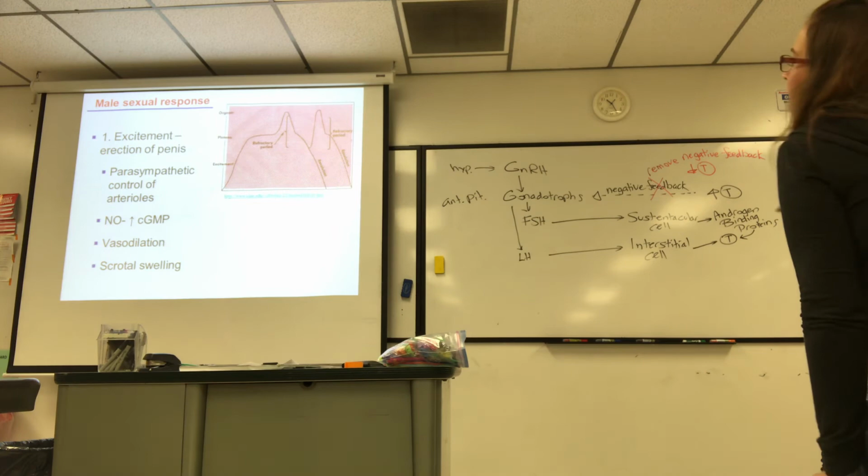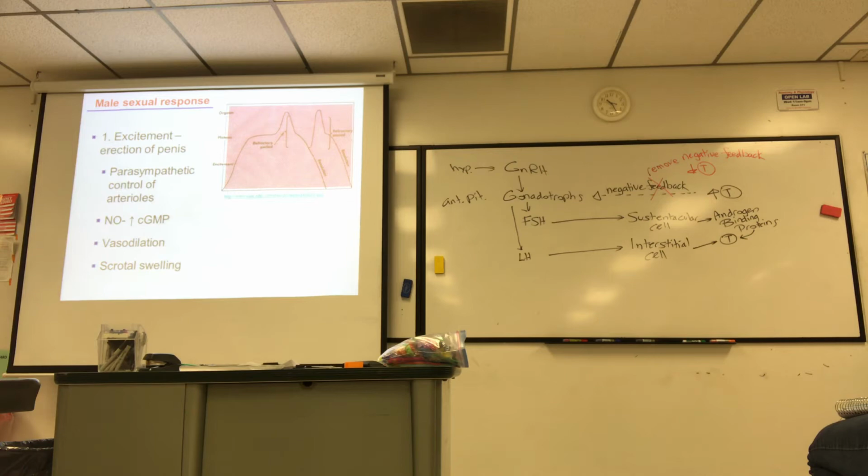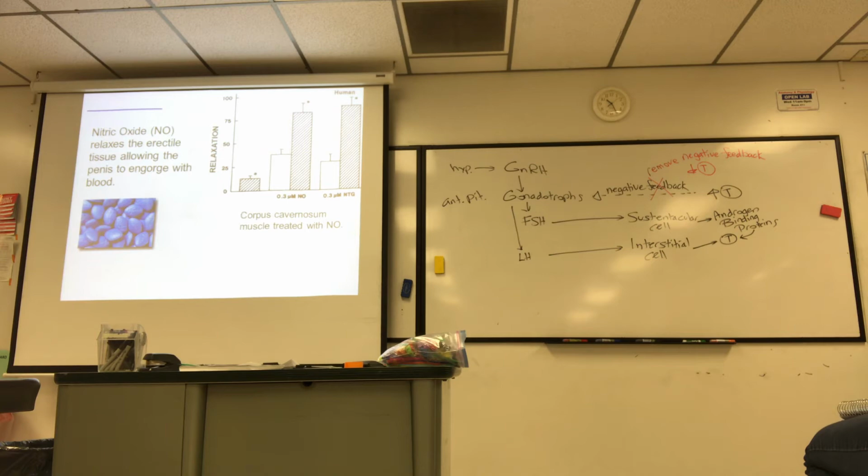Now, this I kind of already talked about. When I define erection, it's a parasympathetic event that involves nitric oxide that causes vasodilation. It causes all of the erectile tissues, the erectile bodies, to engorge with blood, corpus cavernosum and spongiosum, but also there's some scrotal swelling. So this is during the excitement phase, using their chart. Erectile dysfunction can be helped with drugs that basically make nitric oxide available, okay?